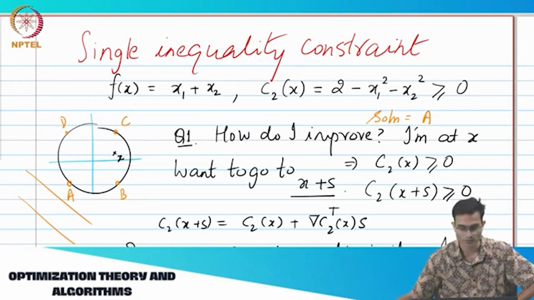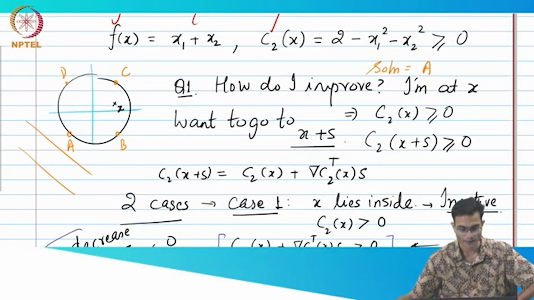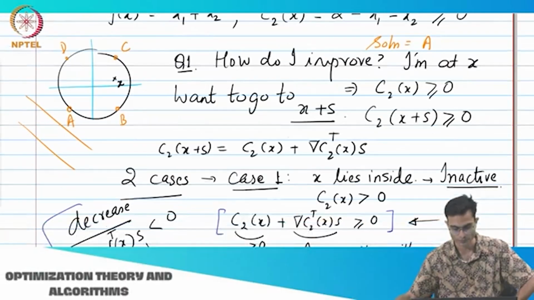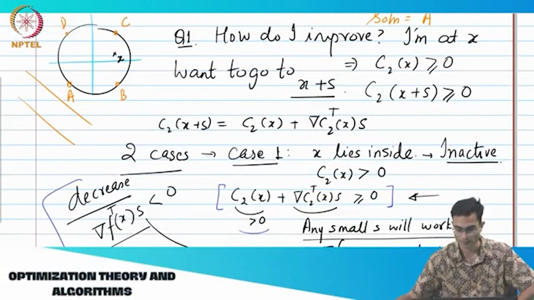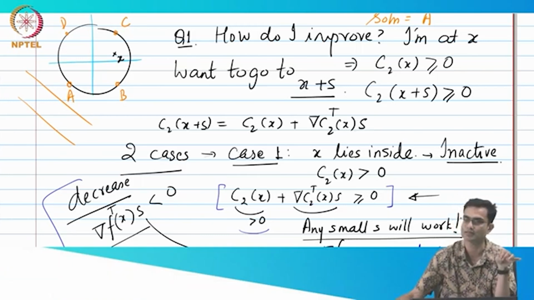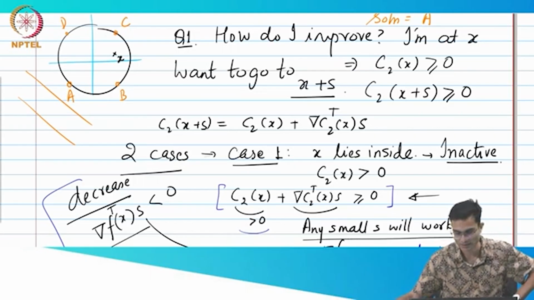And immediately, I know, not immediately, but graphically I can see the solution is at point A, and I'm asking how do I improve? I'm at some point x, I want to improve. And to discuss this, we came up with two possible cases. One is the point that I am currently at is inside the feasible set. Second case is I'm on the feasible set boundary. So that was case one.